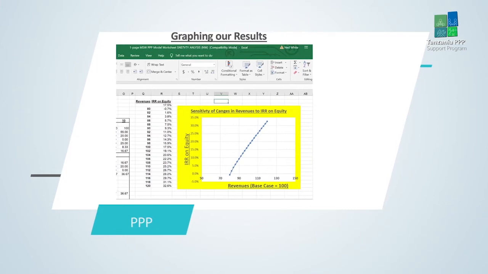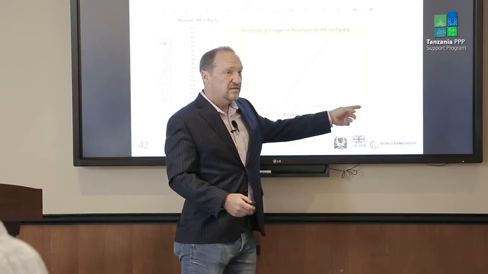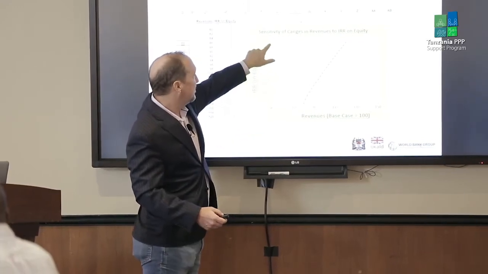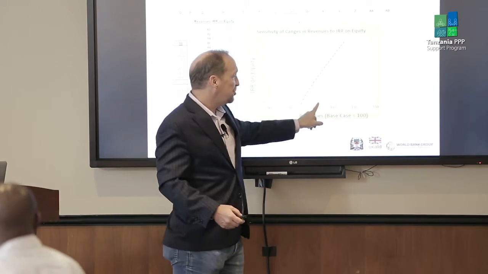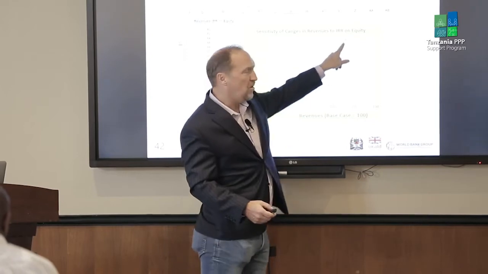What you can also do is graph your results, which I did here. I actually chose a range of not 0 to 150, but 50 to 150, and from -5% to 35%. You can see that as you change the revenues, going from 80 up to 120, here is how the IRR on equity changes. And you can do that for many different variables. A common input variable is what if revenues change. A common output variable is IRR on equity.